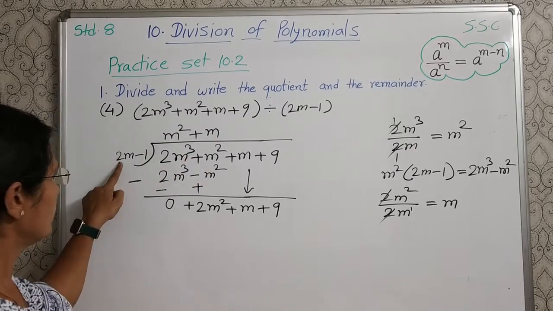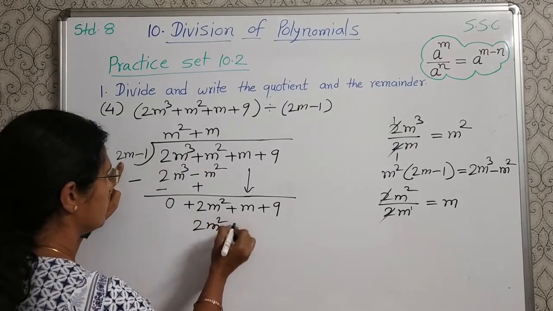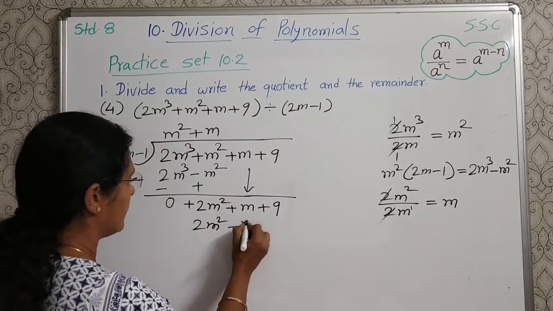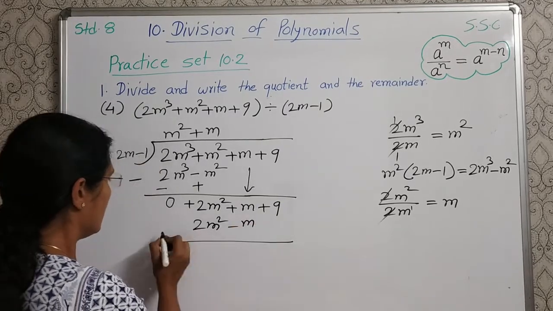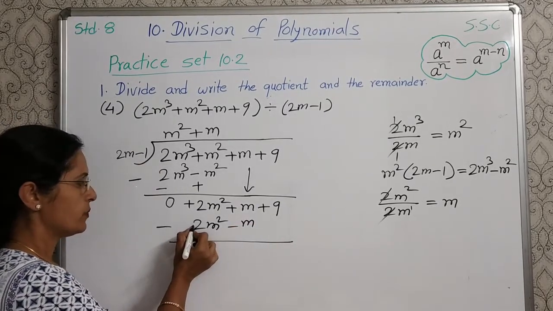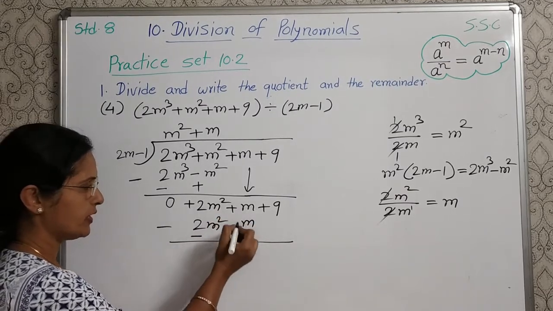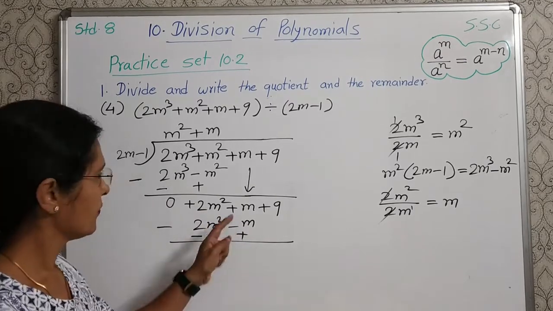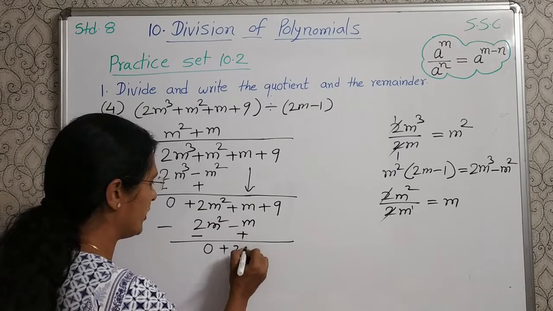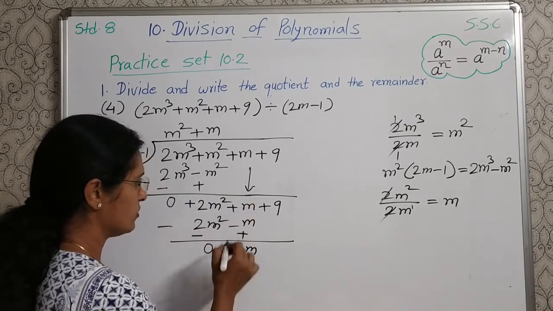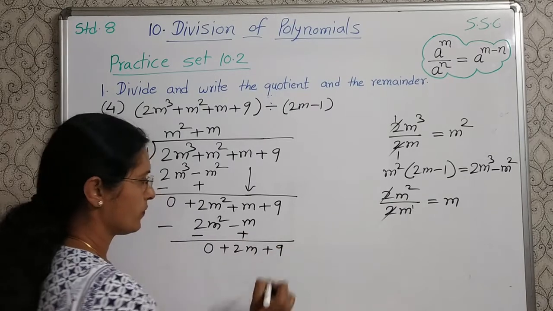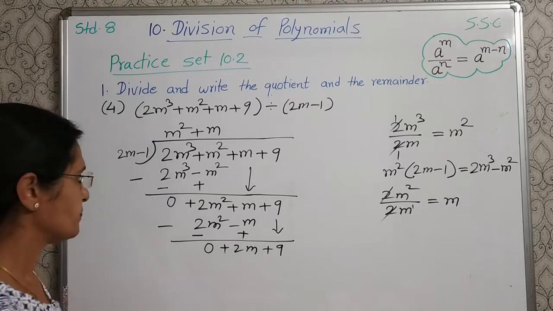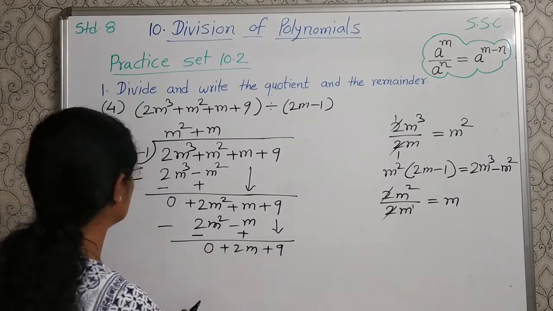So m into 2m is 2m square. So write it here 2m square. Minus 1 into plus m. So minus m right below m. Like terms. Subtract. Change the sign. This plus 2m square will become minus 2m square and minus m will become plus m. Now 2m square minus 2m square is 0. Plus m plus m is plus 2m. Again here coefficient 1, 1. So 1 plus 1 is 2 and here plus 9 as it is. We wrote down in the remainder.